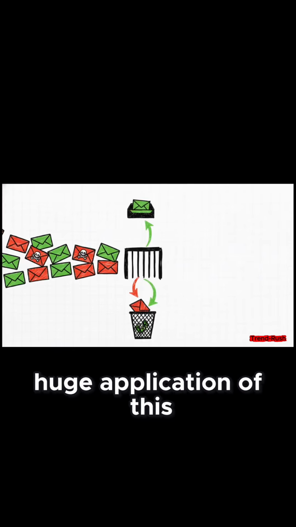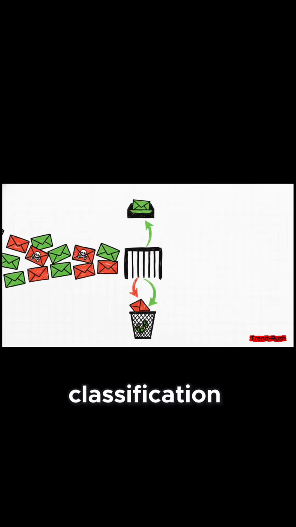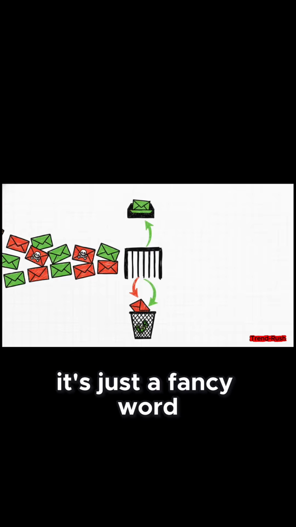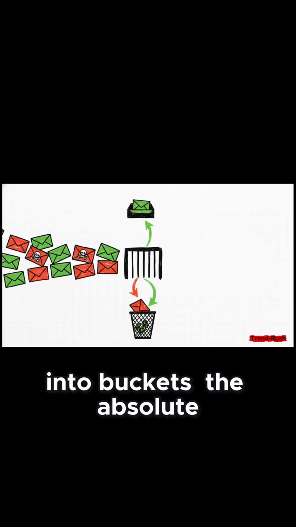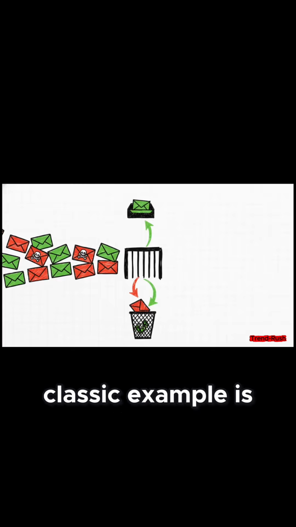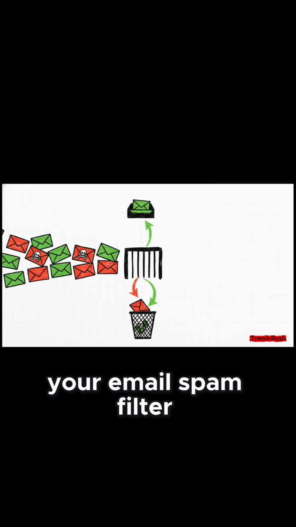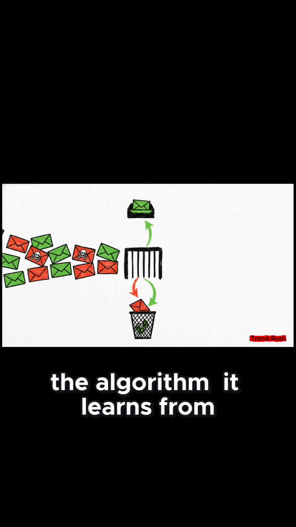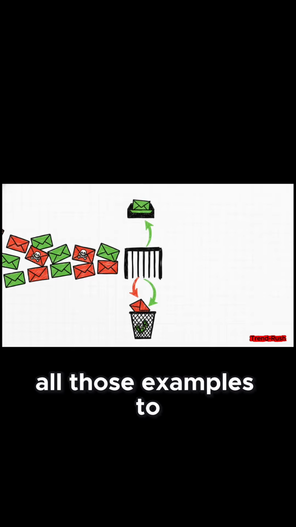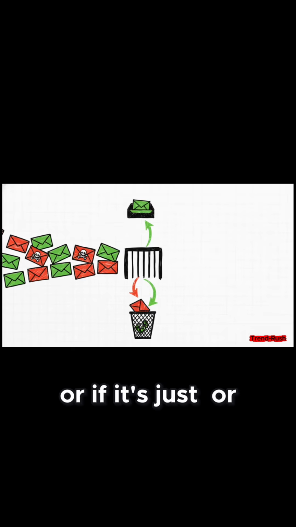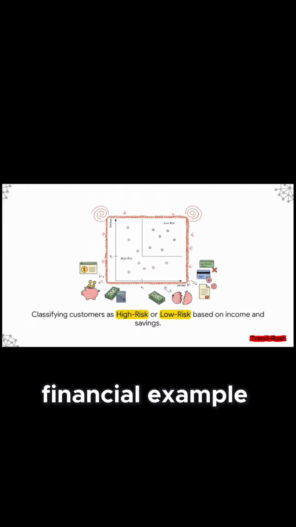And a huge application of this is something called classification. It's just a fancy word for sorting things into buckets. The absolute classic example is your email spam filter. Every time you mark an email as spam, you're teaching the algorithm. It learns from all those examples to automatically figure out if a new email belongs in your inbox or if it's just junk. Or let's take a financial example.